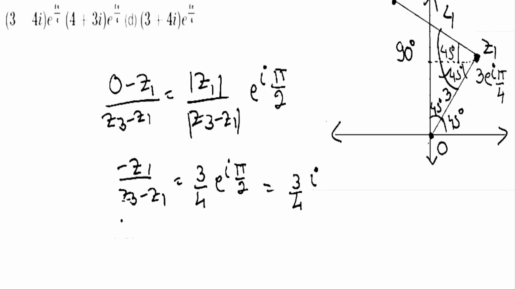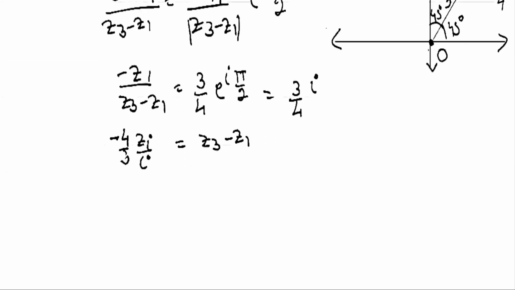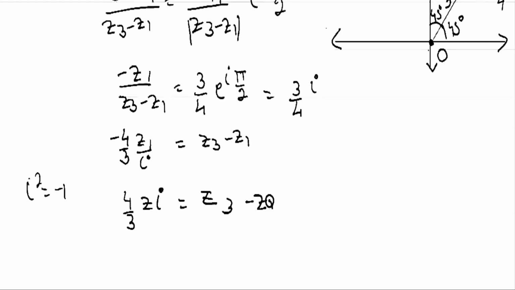That's it. Now if I cross multiply it, I get minus 4 by 3 z1, and this comes out to be iota in the denominator, and z3 minus z1. Now if I further solve it, can I write minus 1 as iota square? So iota square is equal to minus 1. So this comes out to be 4 by 3 z1. This is not iota, this is 1. So this is iota is equal to z3 minus z1.